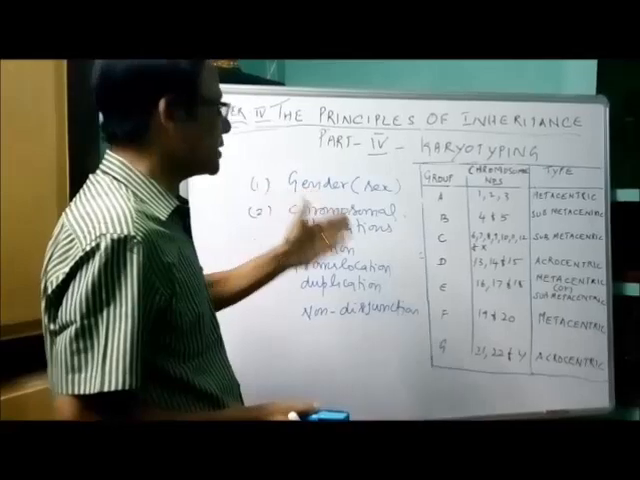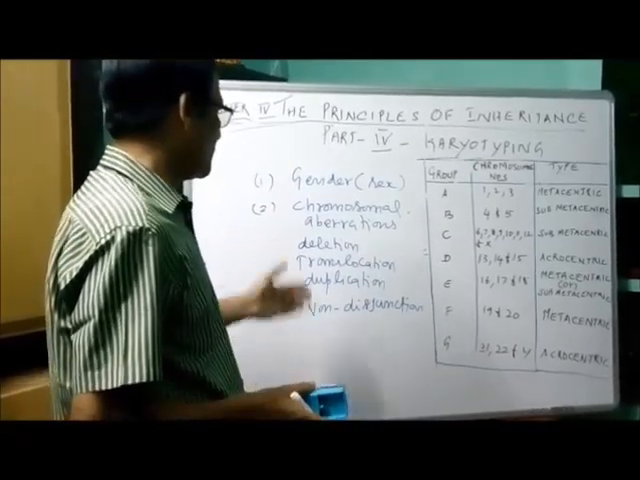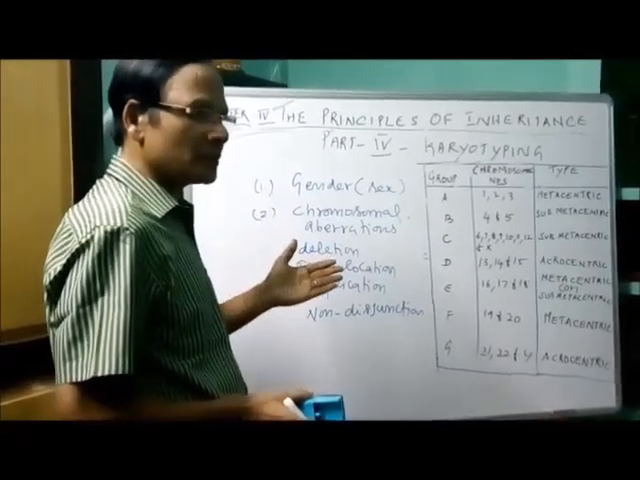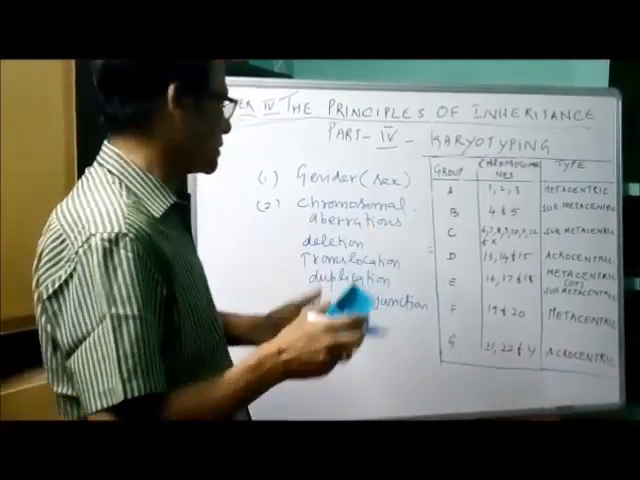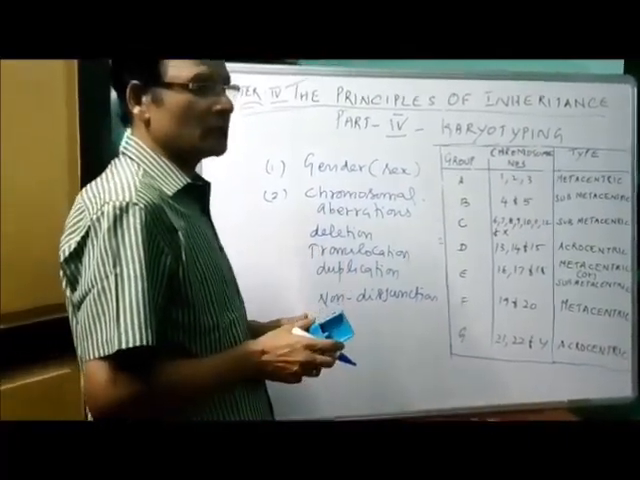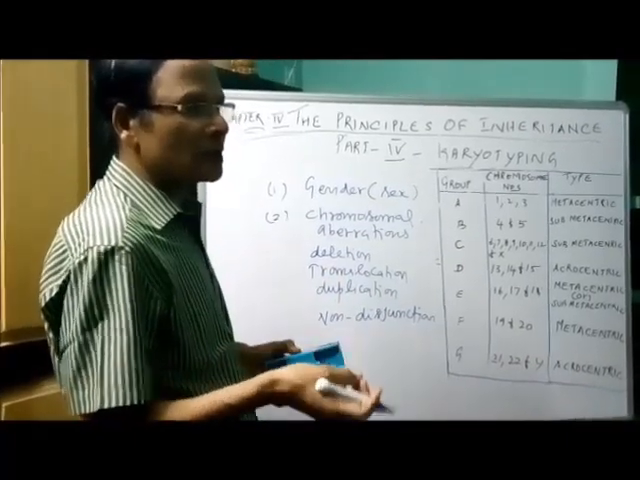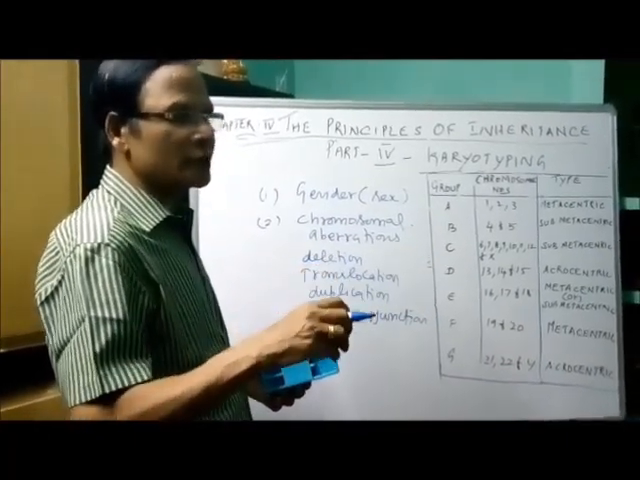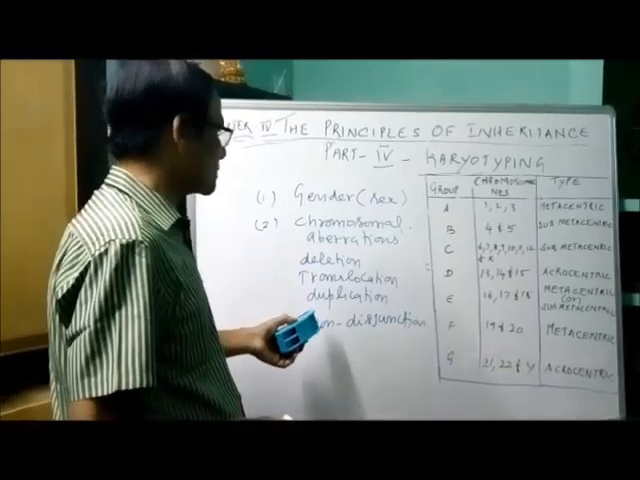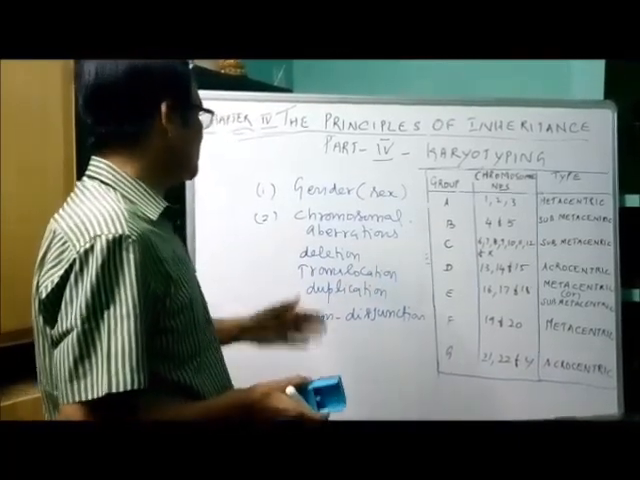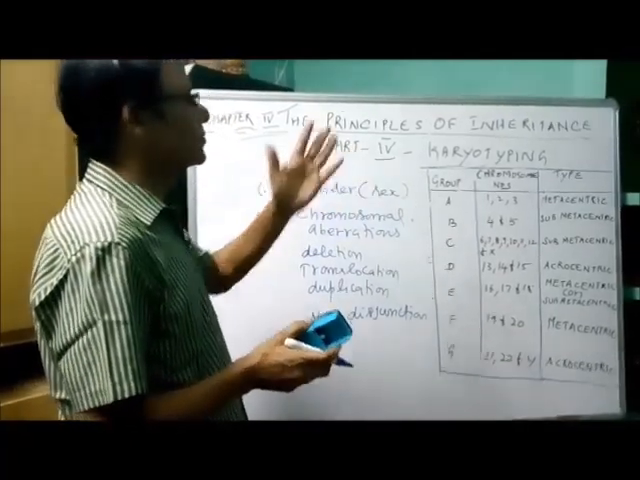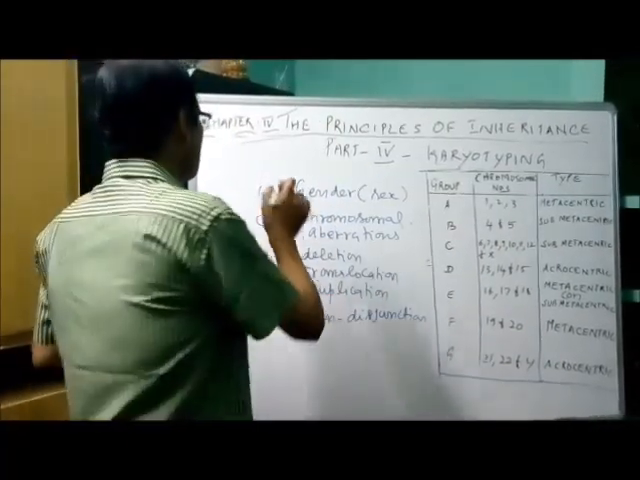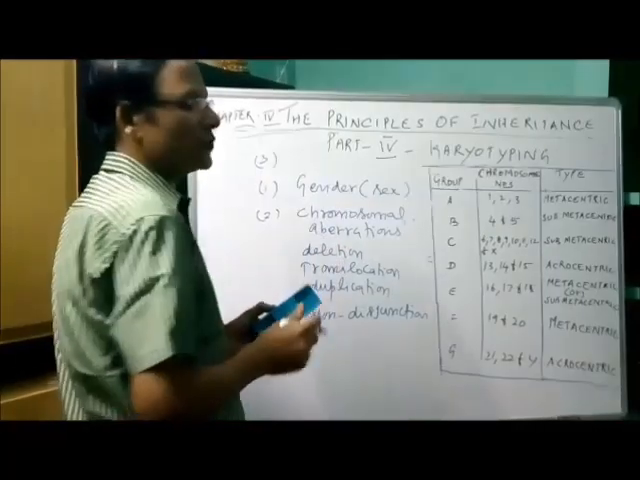In deletion, a part of the chromosome is lost. In translocation, a part of a chromosome from one homologous chromosome is shifted to another homologous chromosome. In duplication, a few genes are duplicated, found twice in a chromosome. And non-disjunction, I'll tell you later. So such chromosomal aberrations can be detected by this method, karyotyping. Then, it helps to identify chromosomal abnormalities.